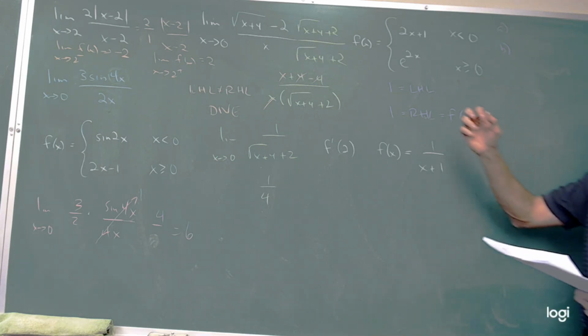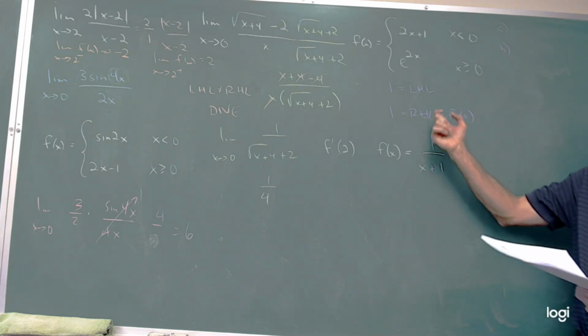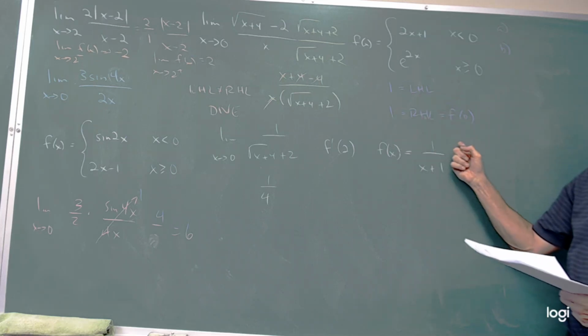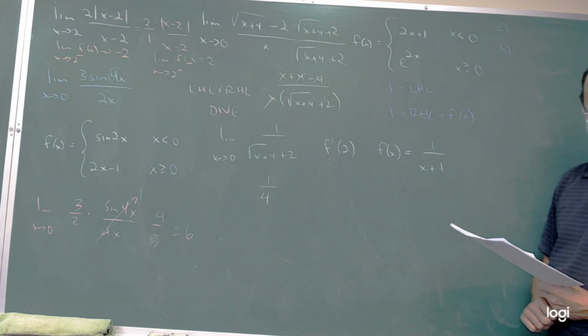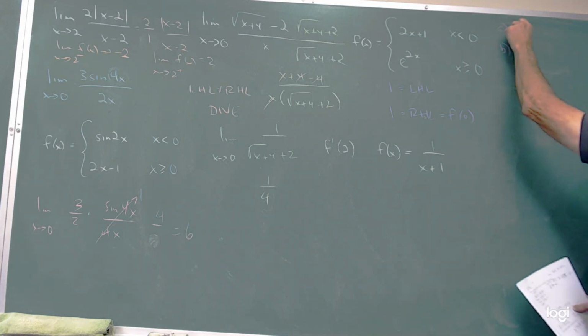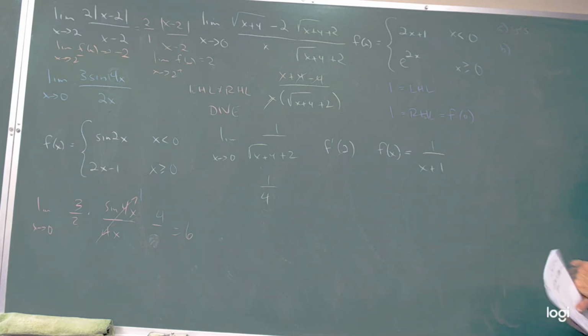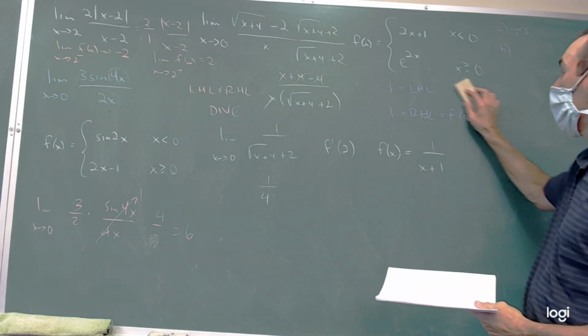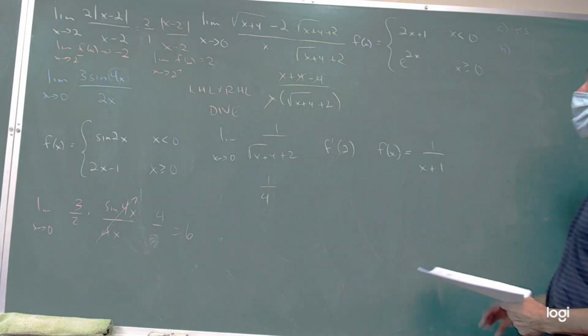And so to be continuous, we need for the limit to exist and for the function to be equal to that same thing, which it is. So yes, it is continuous. Now we need to check if it's differentiable. We need to take the left-hand derivative and the right-hand derivative at 0.